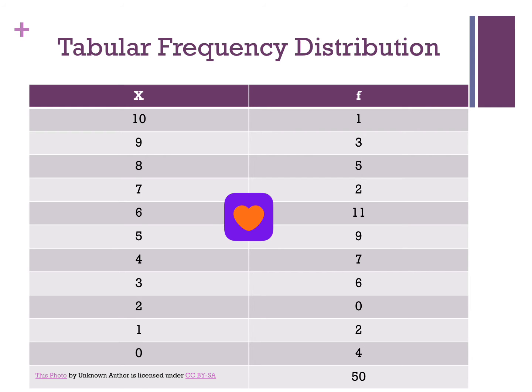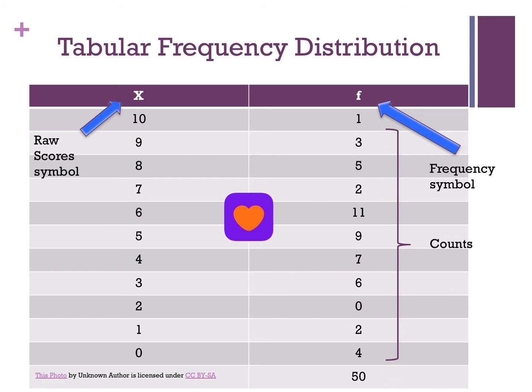This is the tabular frequency distribution. The uppercase letter X is the symbol for raw scores. You can see that at the top of the first column. The lowercase f is the symbol for frequency. You can see that at the top of the right-hand column. All the numbers in the right-hand column provide counts showing how many students received each raw score, which is the number of first dates. Starting at the top upper left, you can see the highest obtained value was 10.